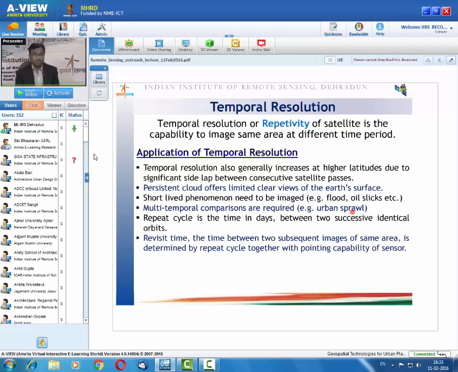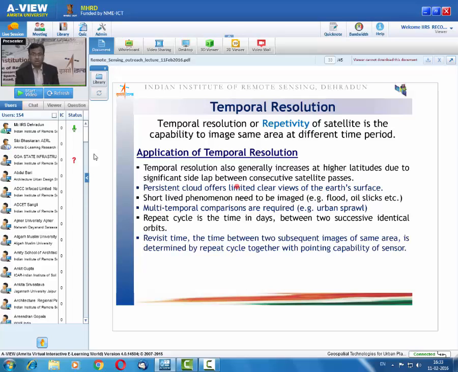For example, urban sprawl. We can also see the floods happening in the urban areas or several other phenomena which are occurring also in the non-urban areas. Often what may happen is that the image is acquired under cloud. When the temporal phenomena is there, we can find out the alternate date where the cloud-free data of the Earth's surface can be obtained.